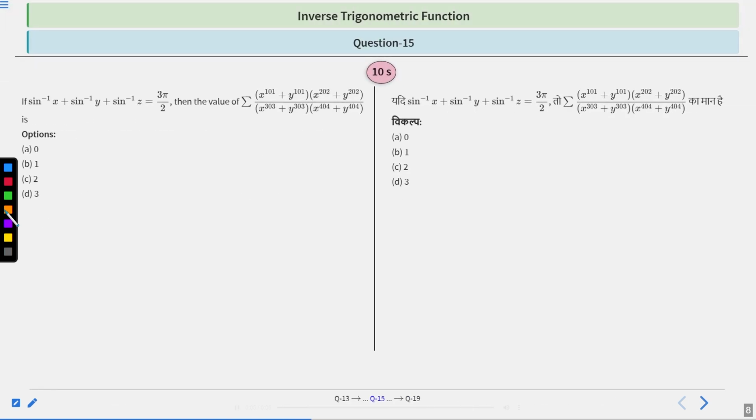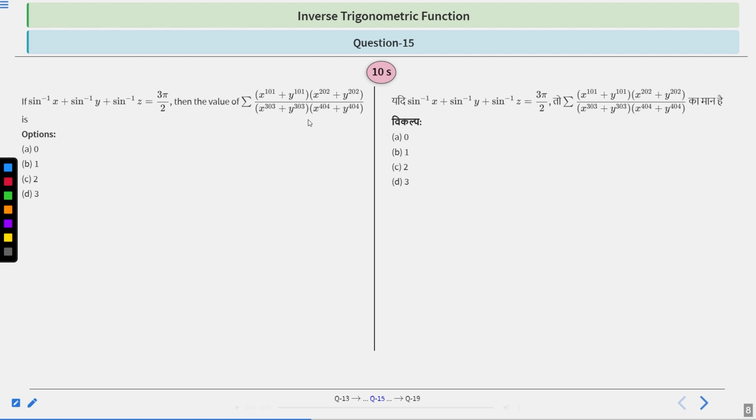Let's move to the next question, question number 15, which says if sine inverse x plus sine inverse y plus sine inverse z is equal to 3 pi by 2, then the value of summation of x to the power 101 plus y to the power 101 into x to the power 202 plus y to the power 202 upon x to the power 303 plus y to the power 303 into x to the power 404 plus y to the power 404 will be equal to.